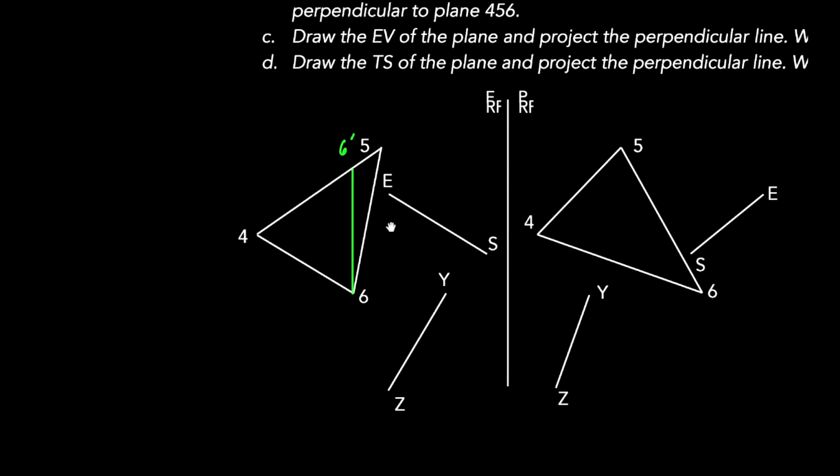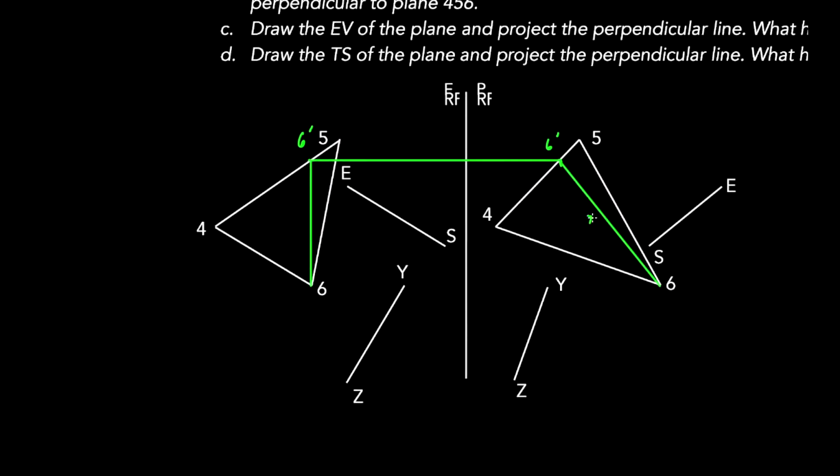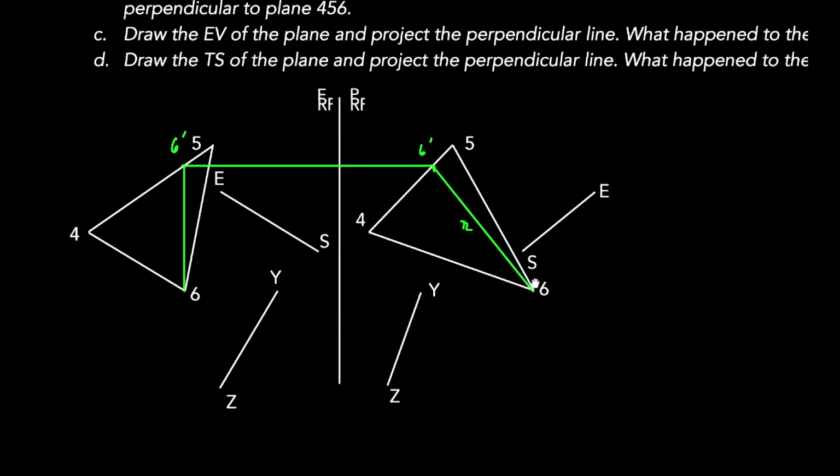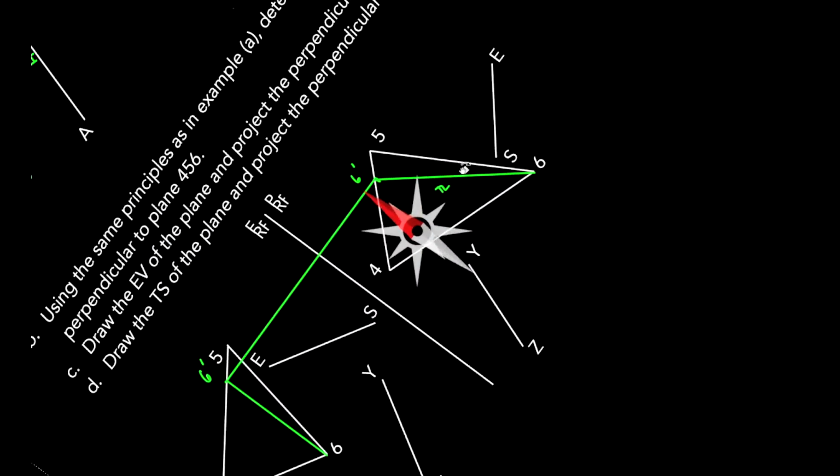So in this particular case, it's 6, 6 prime. 6 prime is along line 4, 5, and therefore it should be here. So this is 6, 6 prime, and 6, 6 prime is now a true length. So since 6, 6 prime is true length, we just need to show which line is perpendicular to it. So if we were to extend this, if it is this.